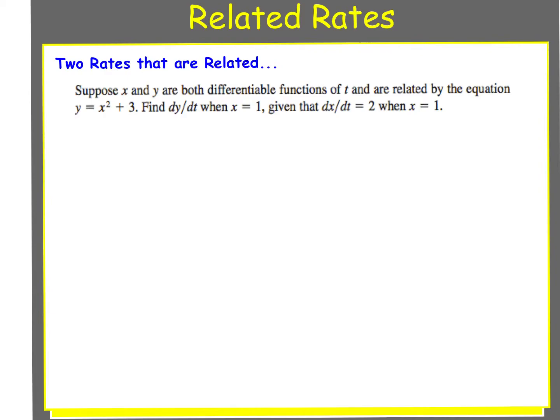Right, for those people that take notes this way, this is 2.6a. This is 2.6a, related rates. Two rates that are related. Josiah's going to read for us.